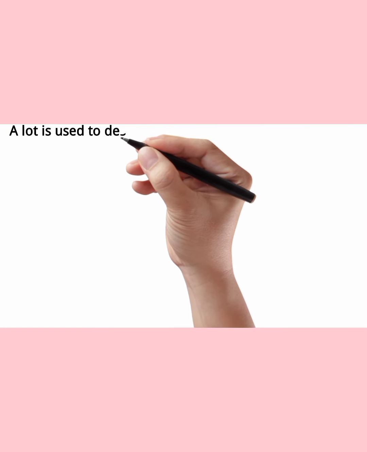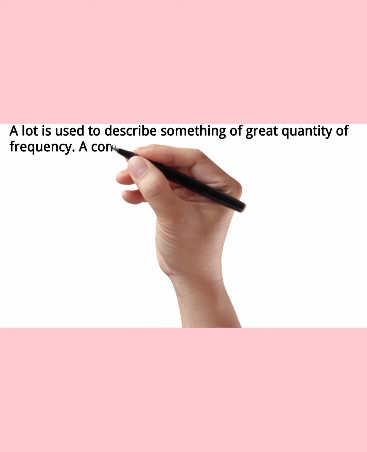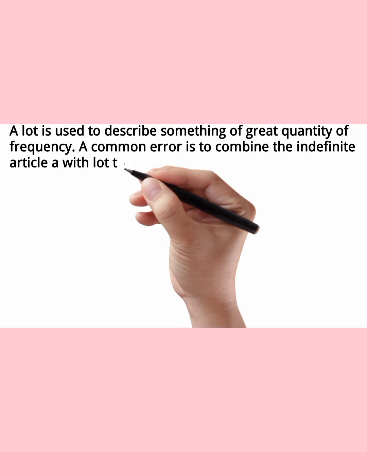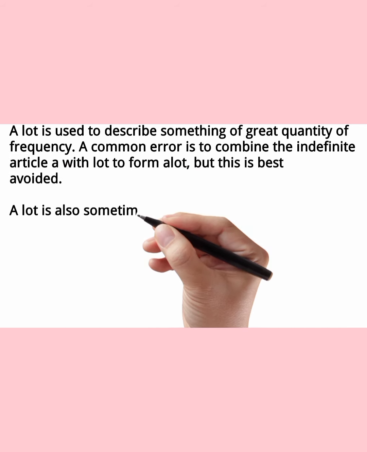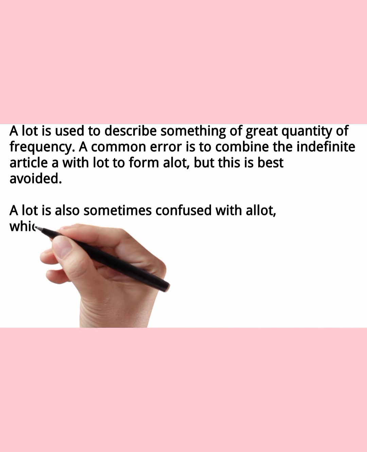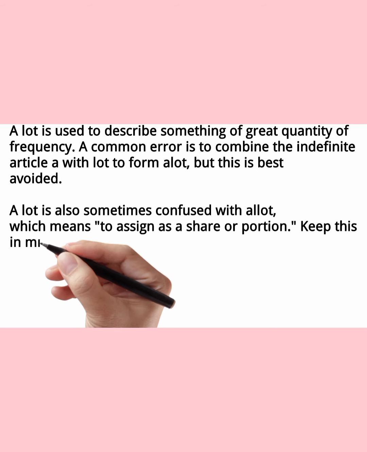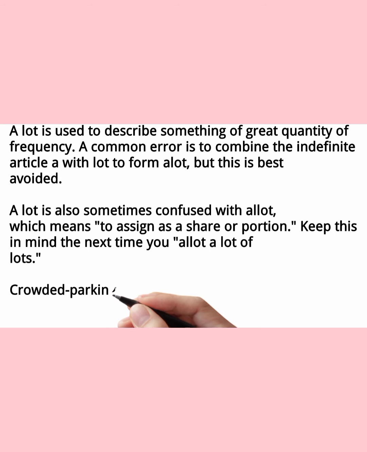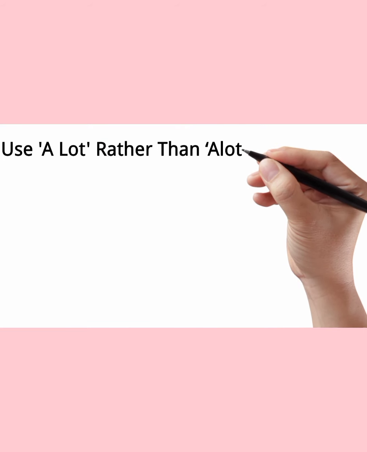A lot is used to describe something of great quantity or frequency. A common error is to combine the indefinite article a with lot to form alot, but this is best avoided. A lot is also sometimes confused with a lot, which means a parcel of land. Keep this in mind the next time you allot a lot of lots. Crowded parking lot. There's a lot happening in that lot. Use a lot rather than alot.